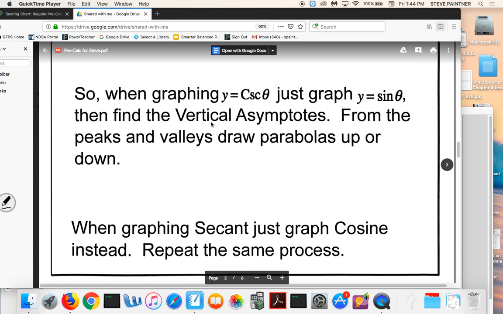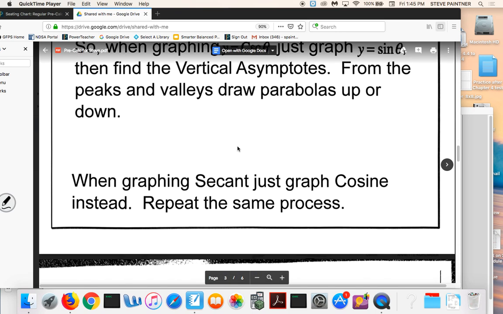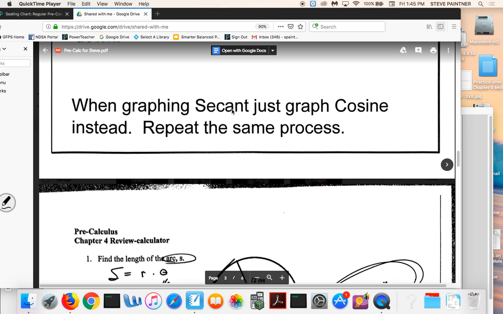The pi's. Well, in this one, yes. But wherever the graph hits the what? The x-axis. That's the vertical asymptote. From there, look for your peaks, look for your valleys, draw parabolas up or down. Did I do that up there? Yeah, you did. Then the last comment was, when graphing secant, just do what? Just graph cosine, and then repeat the same process you just did here. I don't want to do that because it's the same thing. Is that okay?